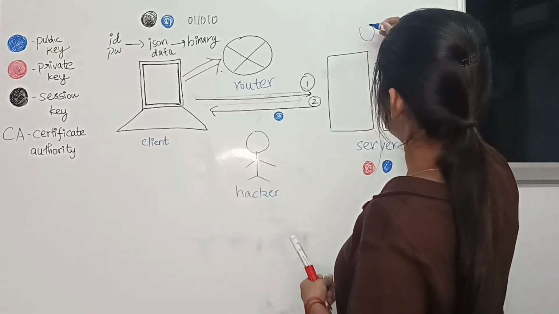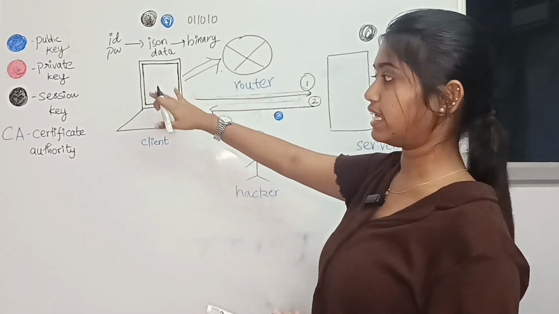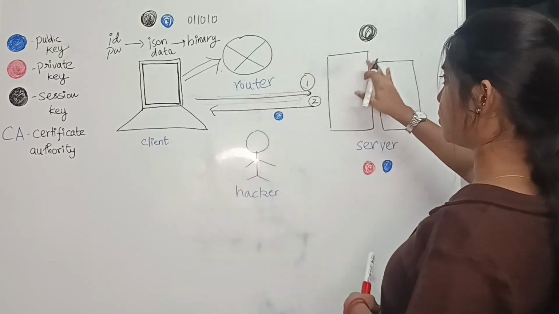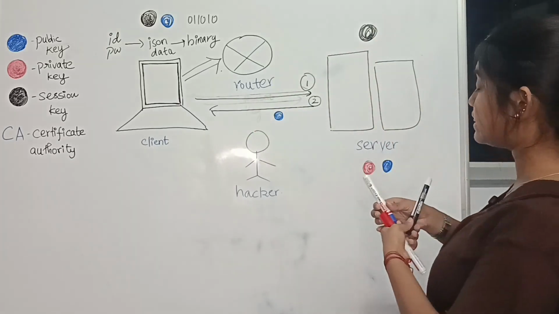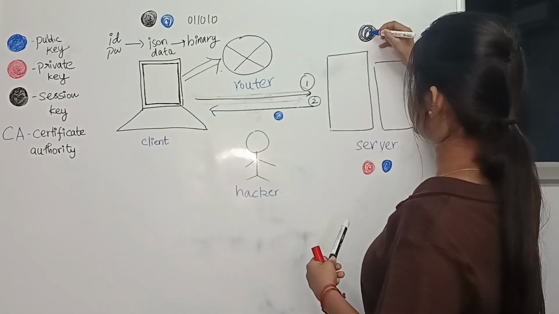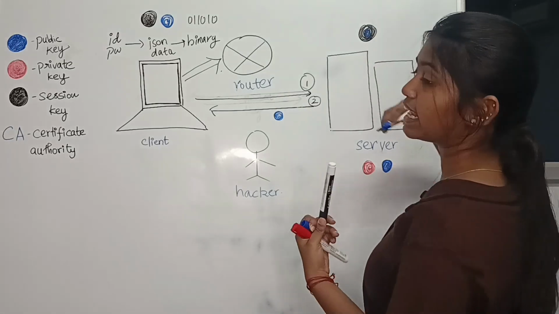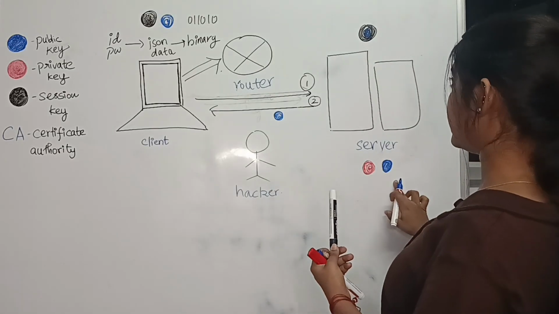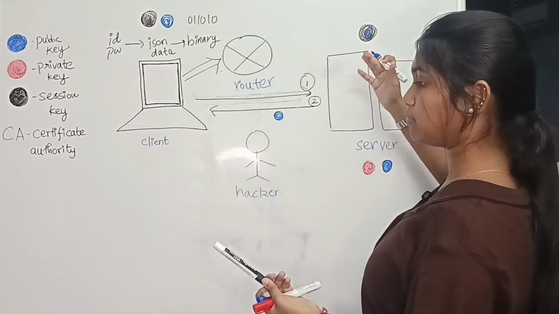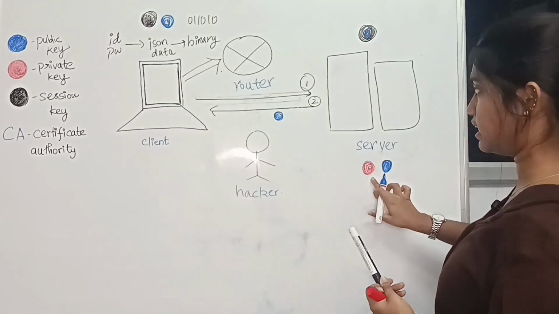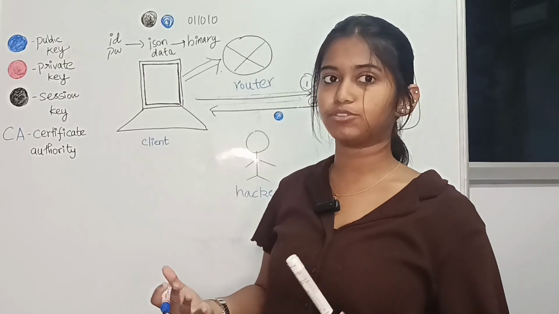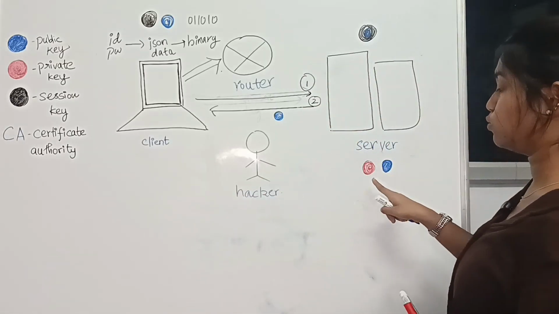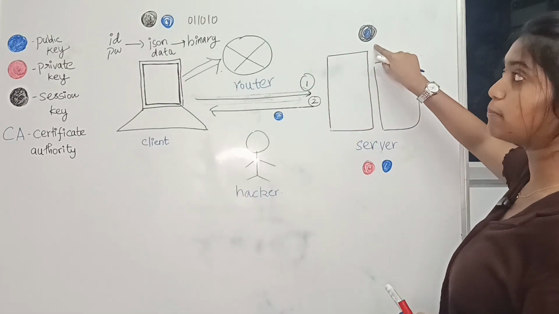Once it is sent, the private key of the server is used to decrypt the key. The encrypted session key travels over the network and comes to the server side. It was encrypted with the help of the public key, and this can now be decrypted with the help of the private key.